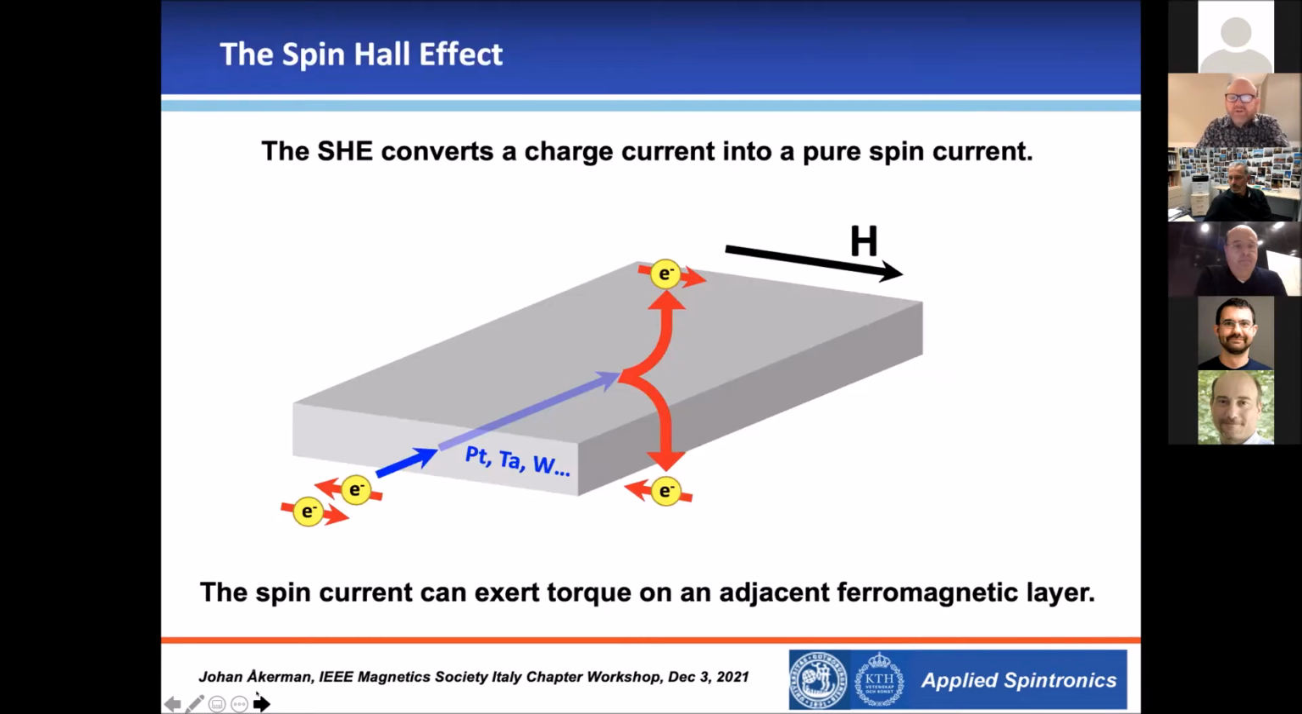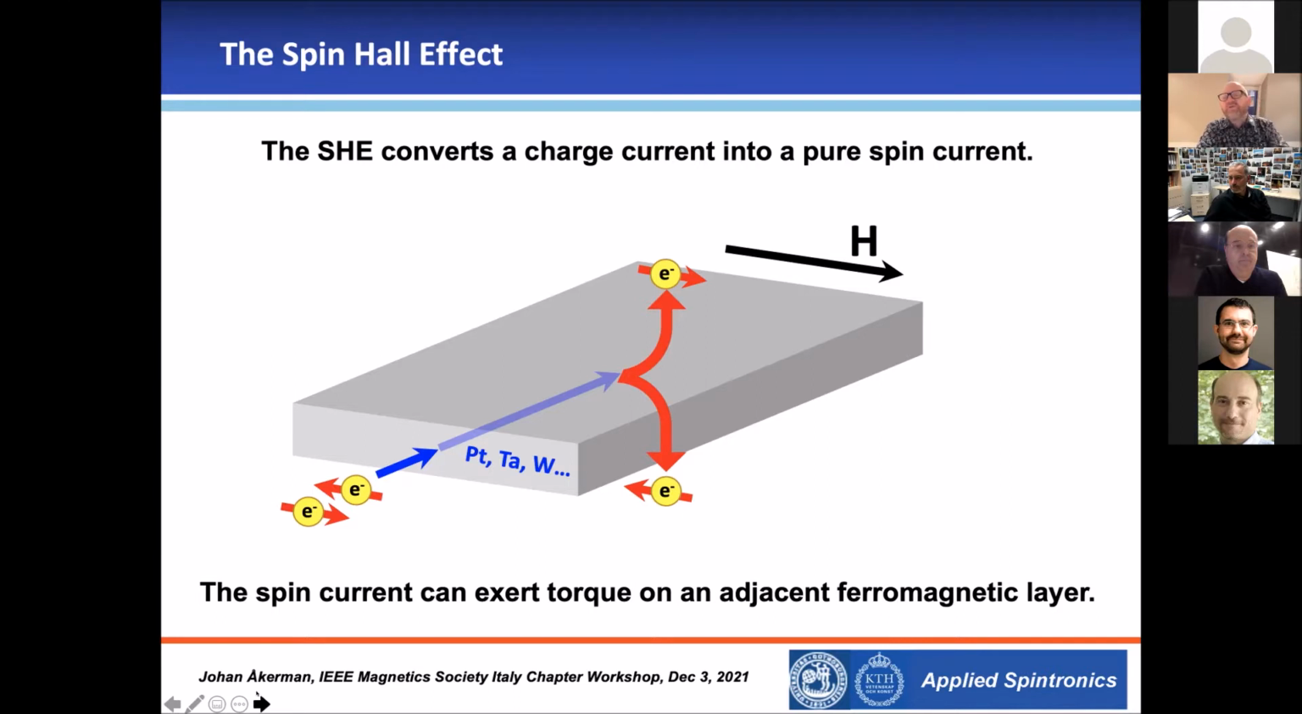The basis for all this is the spin-Hall effect. Just a very brief reminder that it's a phenomenon that converts an unpolarized charge current into a pure spin current transverse to that charge current. So for example, in our case, we use platinum or tungsten as the heavy metal layer, with a spin-dependent scattering, such that when we pass an electron current through that layer, we set up a spin imbalance across the top and bottom of that layer.